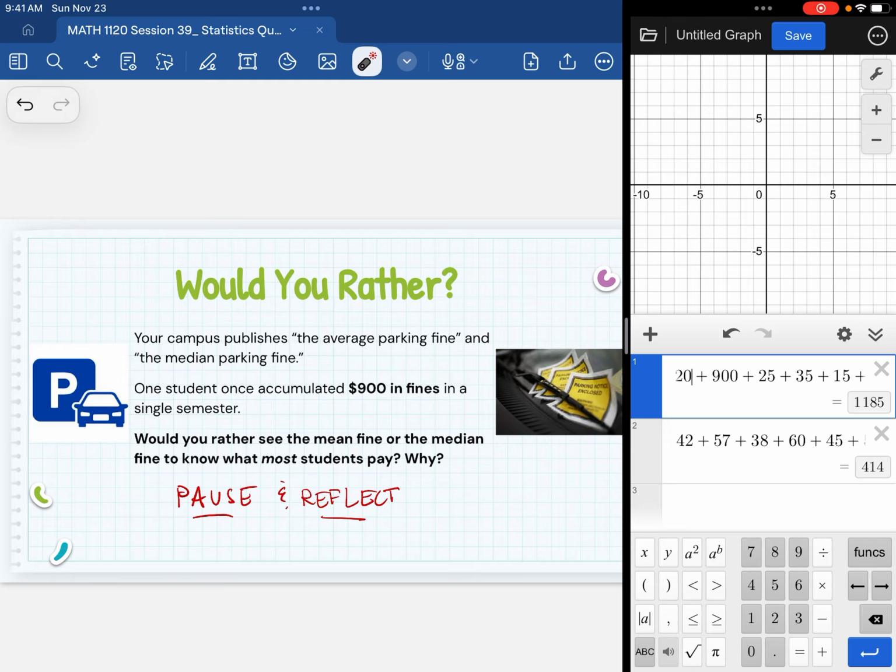We have one student who has accumulated $900 in parking fines over a single semester. With that in mind, would you rather see the campus police post the mean fine, the average, or the median fine to know what most students typically pay in parking fines and why? So right now I want you to pause the video and reflect on your response before moving on.